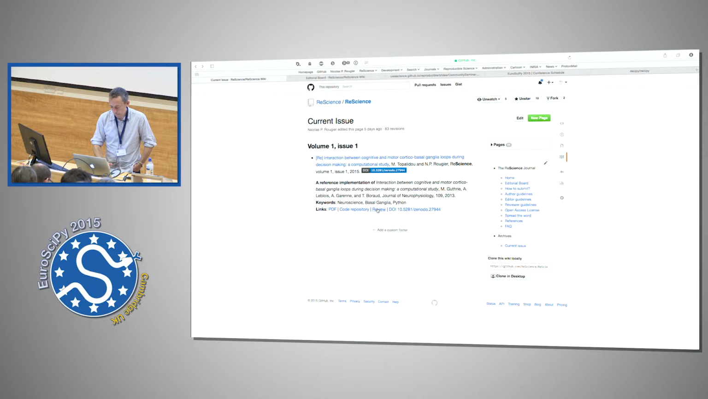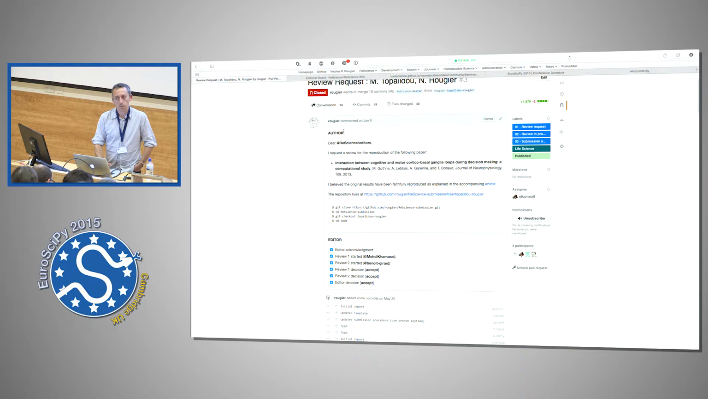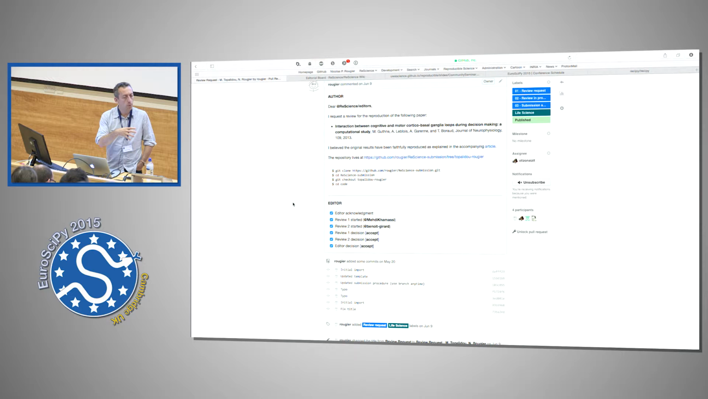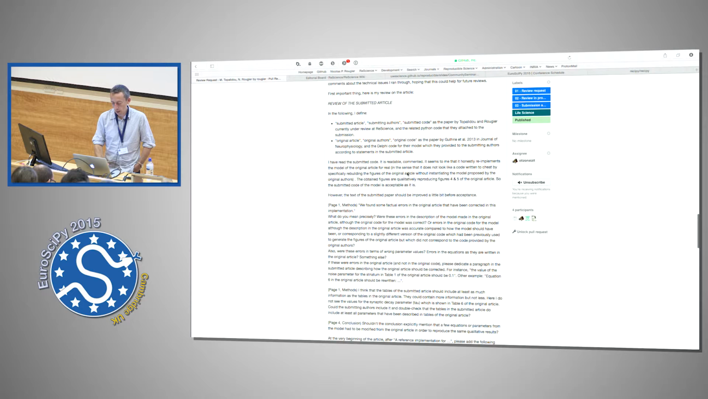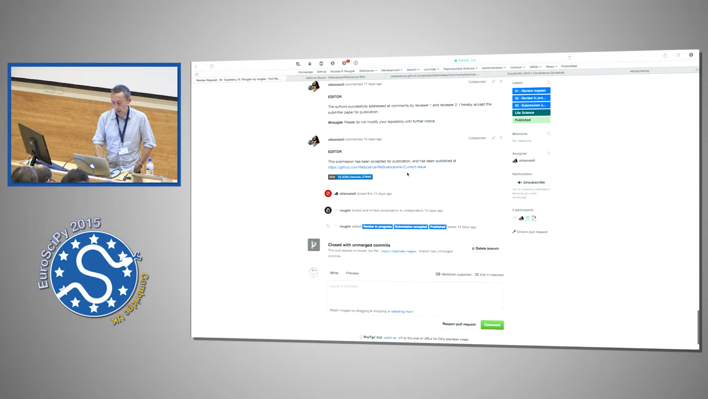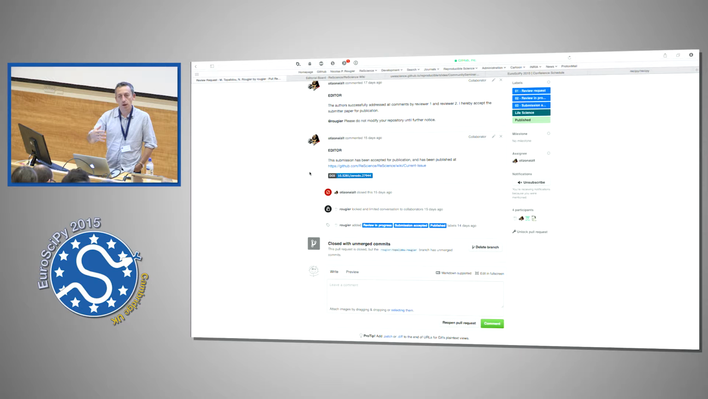Okay, so this is the initial submission. You just say, okay, I want to have this paper reviewed. This is a reproduction of that paper, and then you have the editor. So this was the first paper. It was also for testing the whole procedure. So Tiziano here was the editor, and two colleagues of mine were the reviewers because it was in computational neuroscience. So they asked us for some change and some reflection on the whole procedure. But in the end, the paper was accepted, and then we can put it on Zenodo.